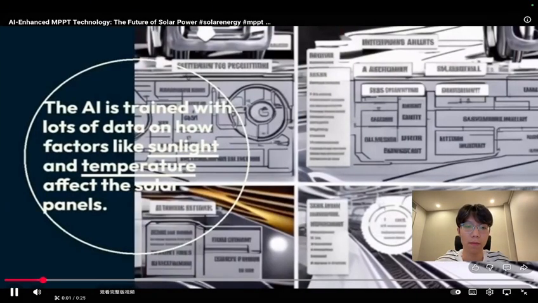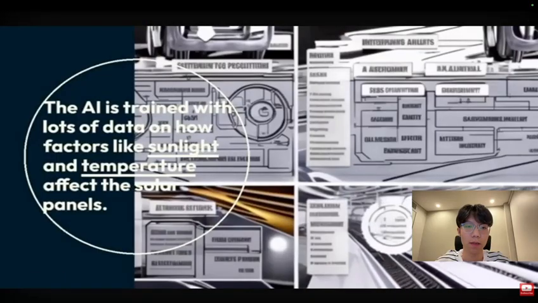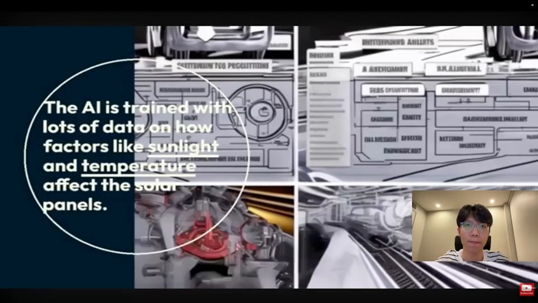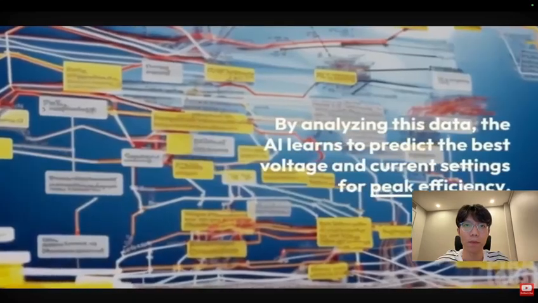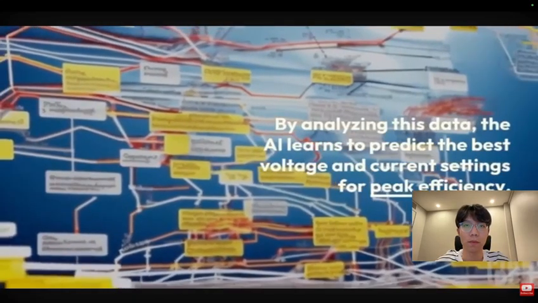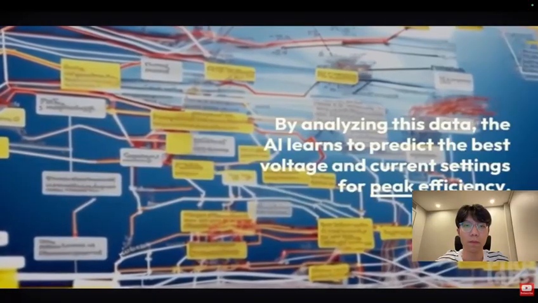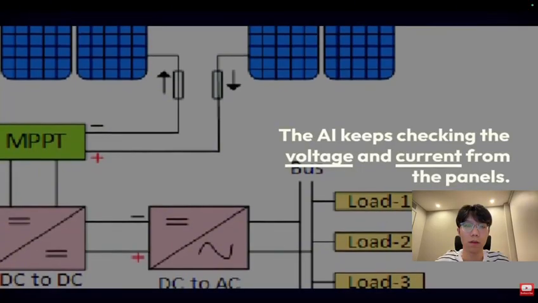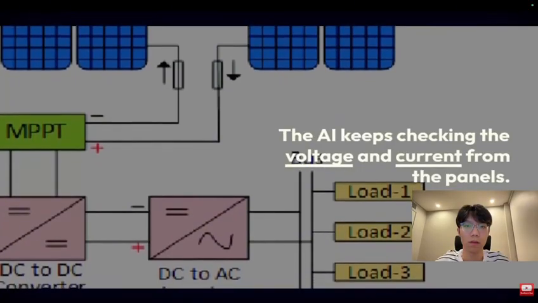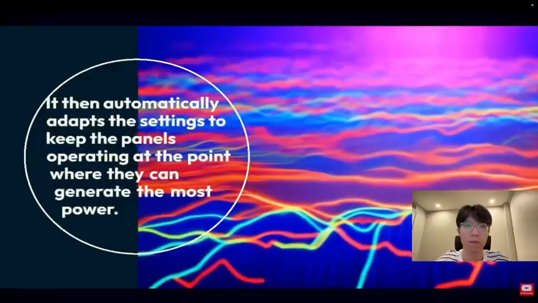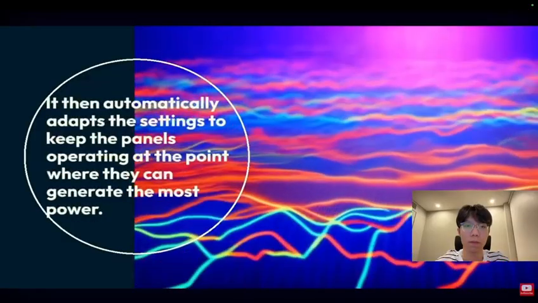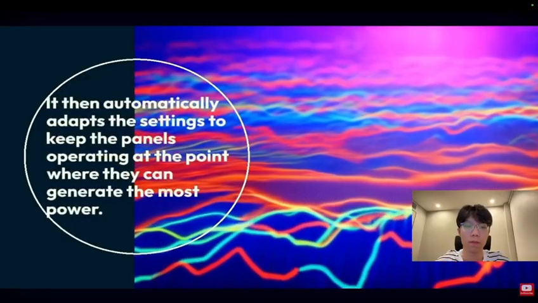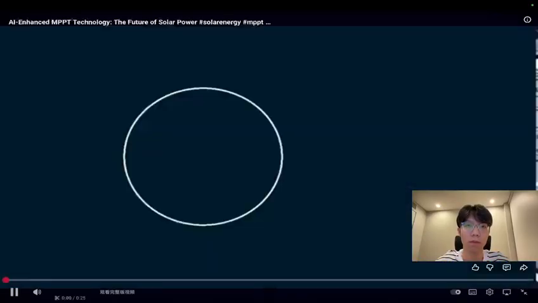With lots of data on how factors like sunlight and temperature affect the solar panels. By analyzing this data, the AI learns to predict the best voltage and current settings for peak efficiency. The AI keeps checking the voltage and current from the panels. It then automatically adapts the settings to keep the panels operating at the point where they can generate the most power.